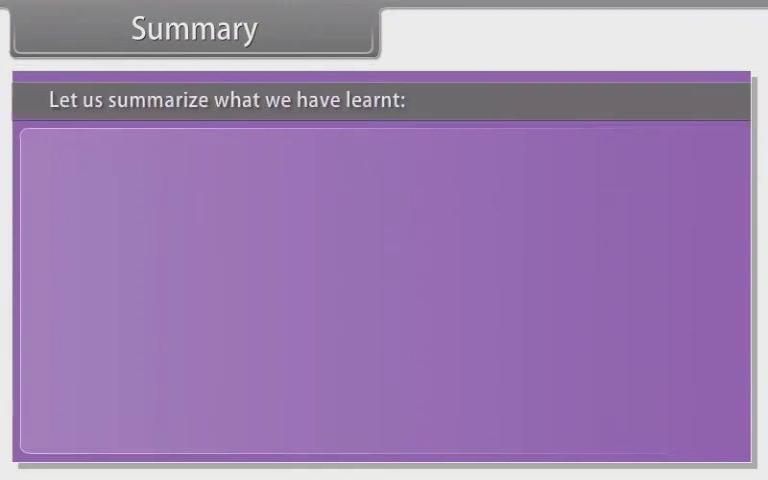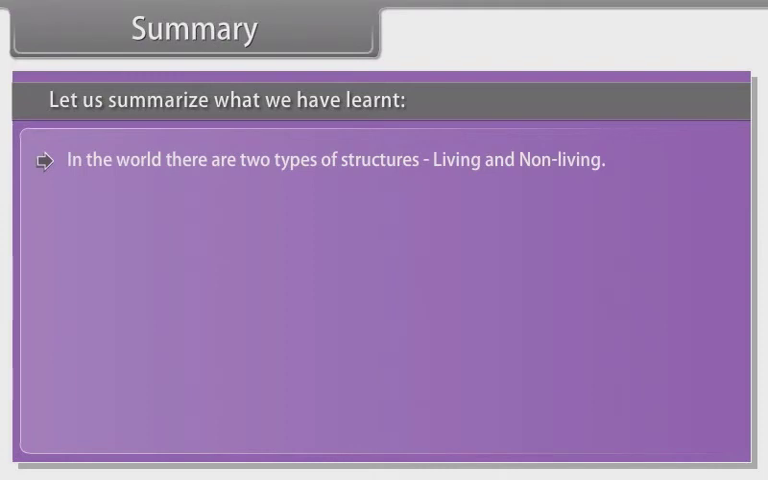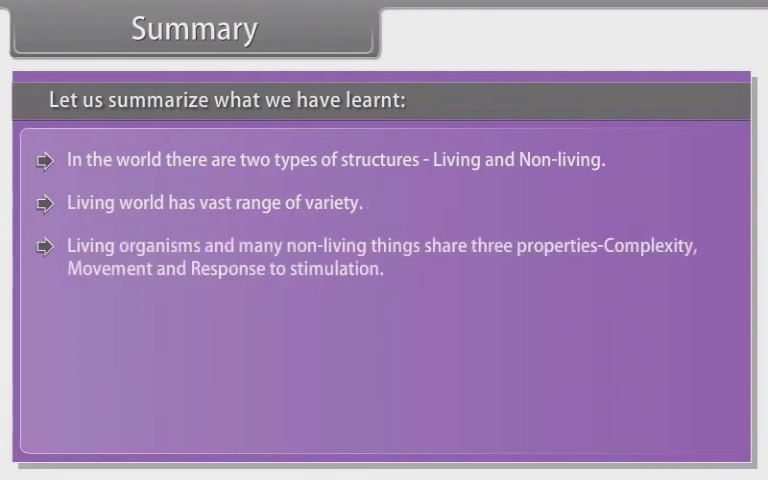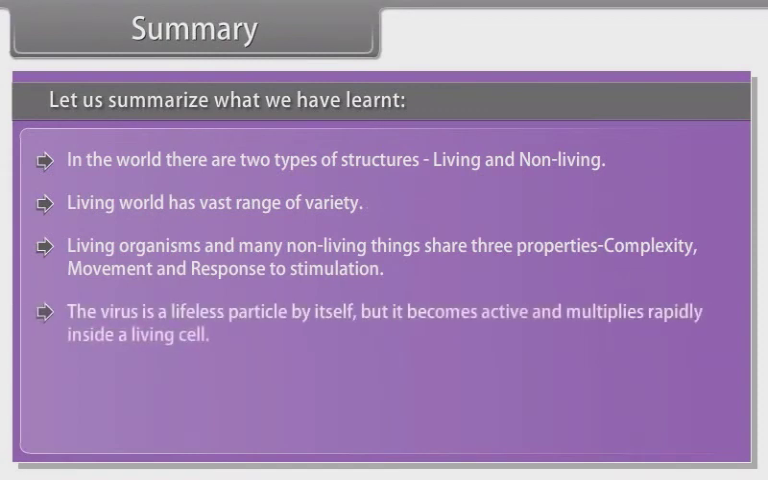Summary. Let us summarize what we have learned. In the world, there are two types of structures, living and non-living. Living world has a vast range of variety. Living organisms and many non-living things share three properties: complexity, movement, and response to stimulation. The virus is a lifeless particle by itself, but it becomes active and multiplies rapidly inside a living cell. The smallest unit of life is the cell.